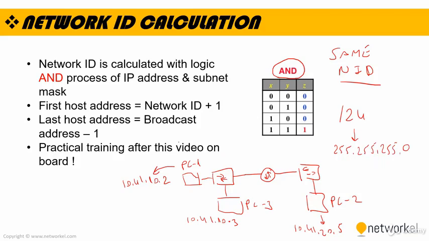If I want to calculate the network ID, I need the logic AND of the IP address and subnet mask. So what does it mean? I'm going to show you with a practical training test on the board. So after this session, you are going to check what I mean here. But please keep in mind that the first host address is calculated by adding 1 to the network ID, and here is how we calculate the AND process.